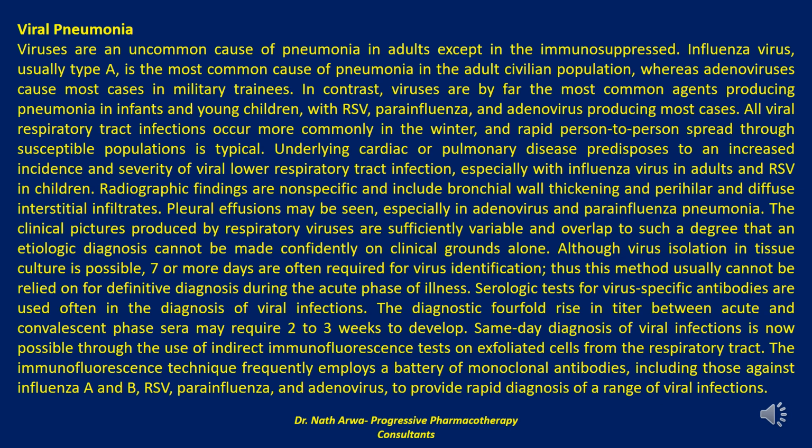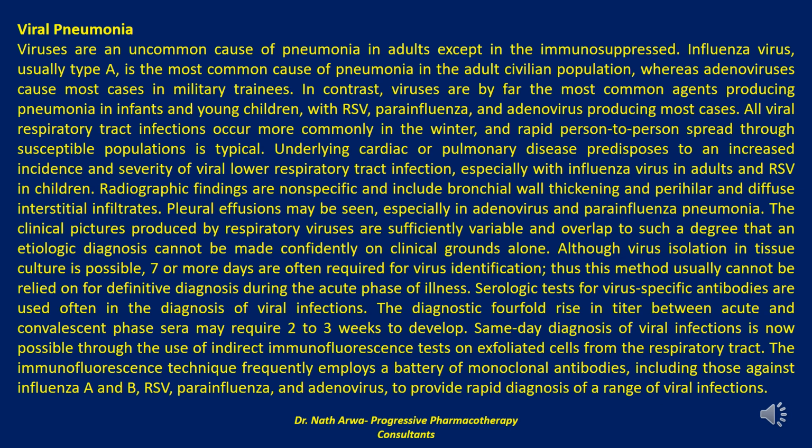Viruses are an uncommon cause of pneumonia in adults except in the immunosuppressed. Influenza virus, usually type A, is the most common cause of pneumonia in the adult civilian population, whereas adenoviruses cause most cases in military trainees. In contrast, viruses are by far the most common agents producing pneumonia in infants and young children, with RSV, parainfluenza, and adenovirus producing most cases.